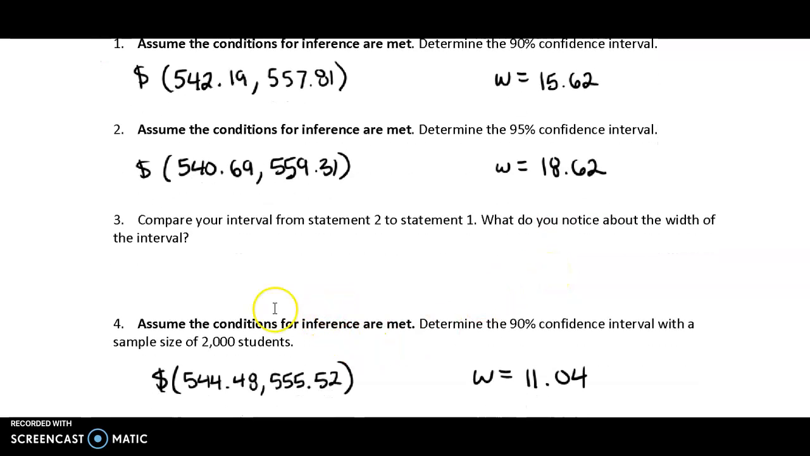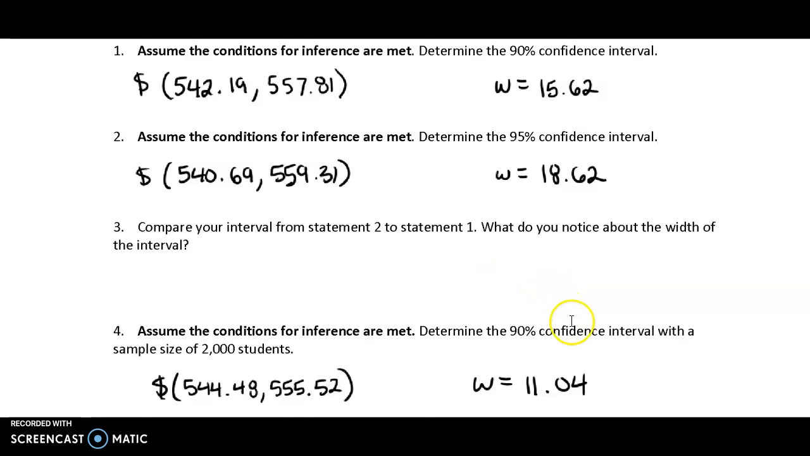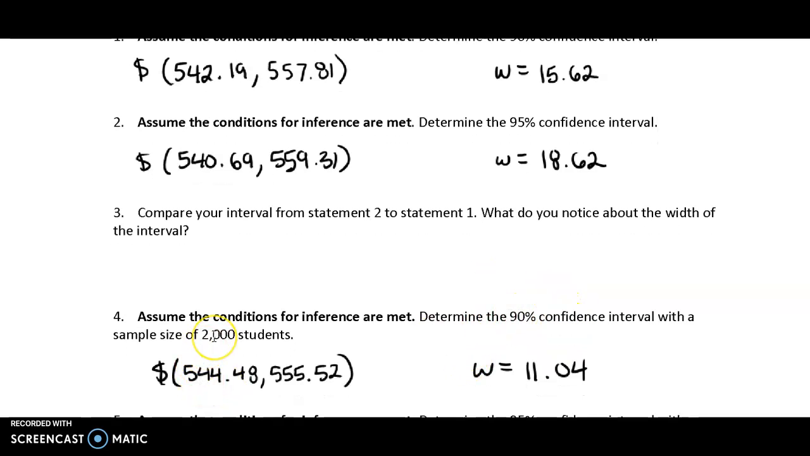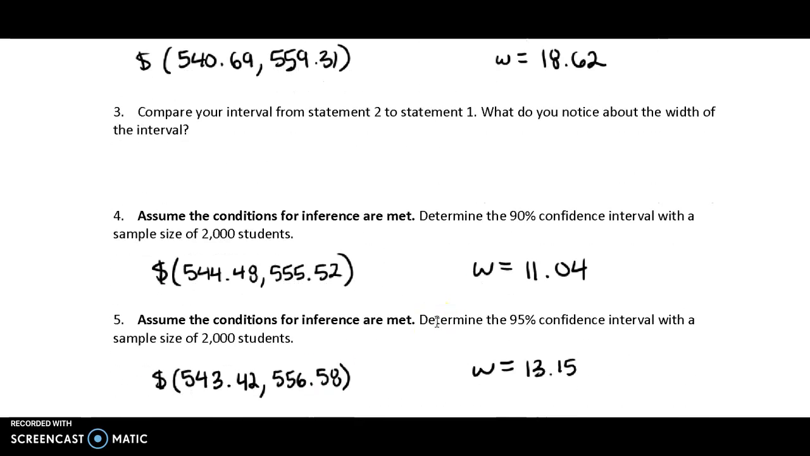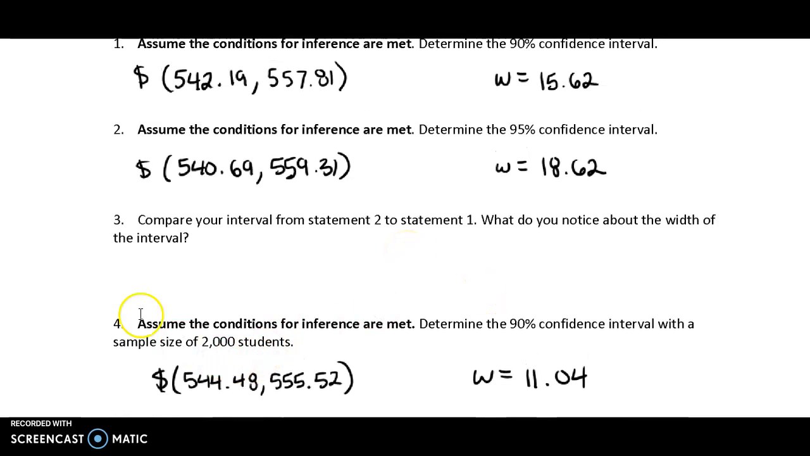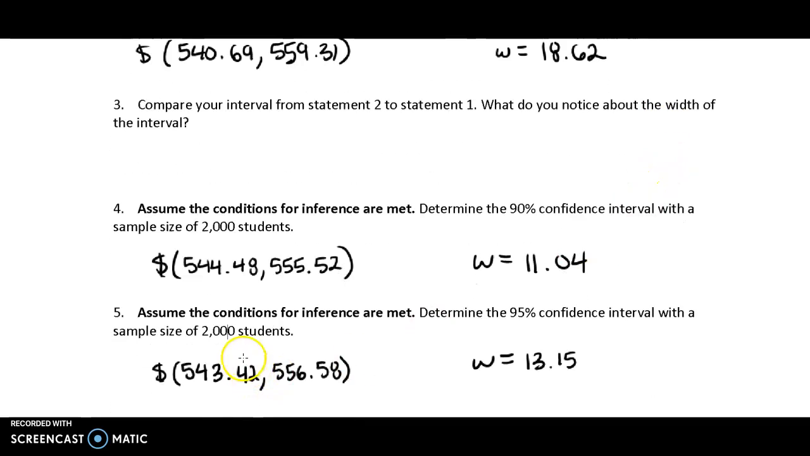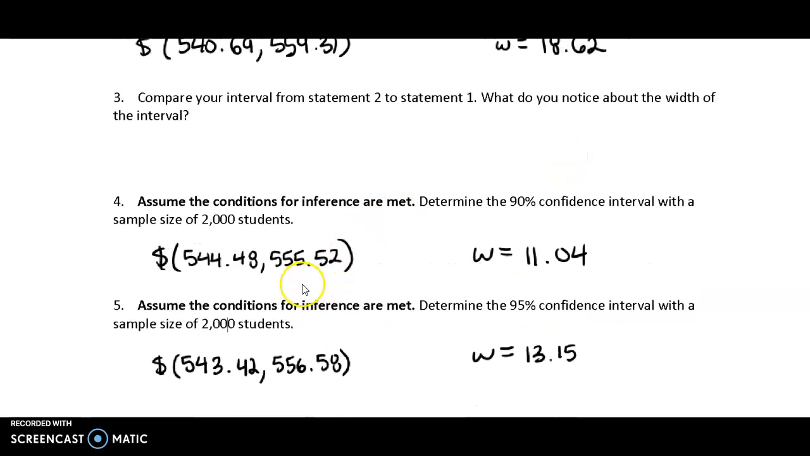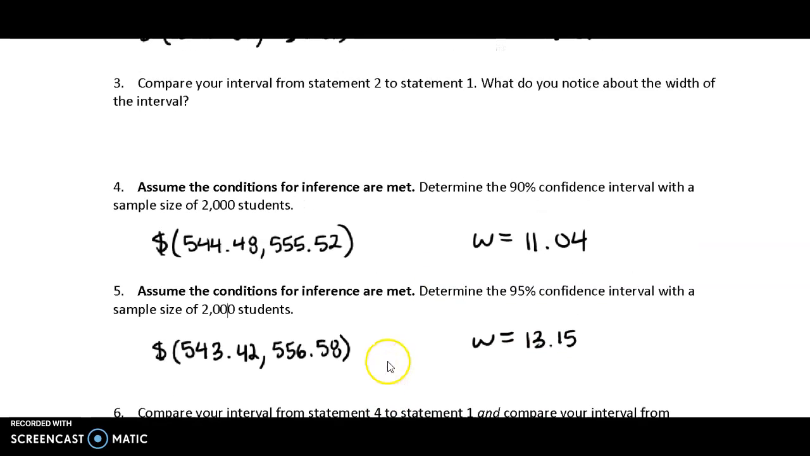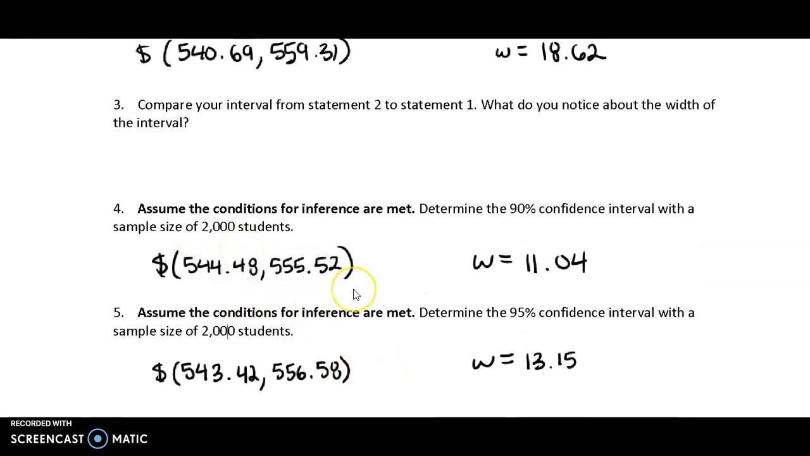Now, let's suppose that we use 2,000 students, so I'm going to use the same 550, 150, 90%, but now n is 2,000, and I would get this width of an interval between 544 and 552. And if I, again, up the confidence and change the sample size, then we get the following. So let me compare 4 to 1. So in interval 4 here, when I use a larger sample size, my width decreases. Same here in interval 5, when I use a larger sample size despite the same confidence level, my width also decreased. So what happens? Well, whenever I increase the sample size, the width of the interval decreases.